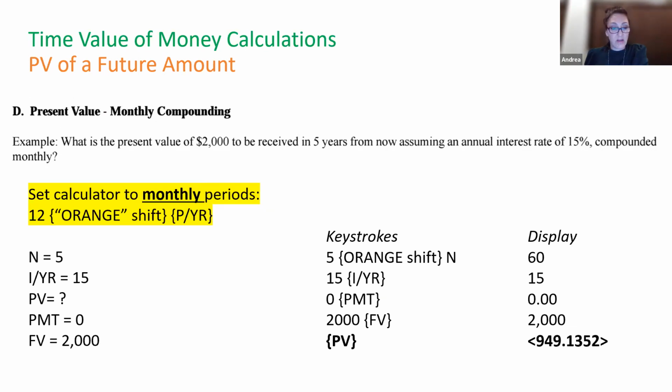When I clear out my calculator, my variables are N is 5 because it's 5 years from now. The interest rate's 15. We're solving for present value. We know our future value is $2,000. So we're going to hit 5 shift and N, which will display 60 for 60 months or 60 periods. 15 is your interest rate. There is no payment. $2,000 is our future value, and we're solving for present value, which is 949.1352 if you have the 4 decimal places.